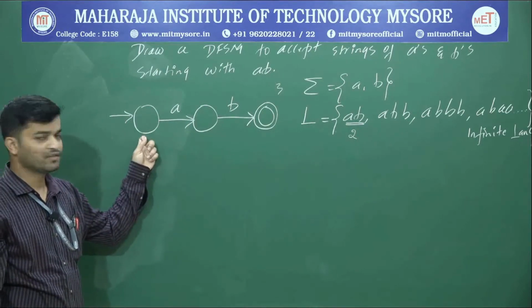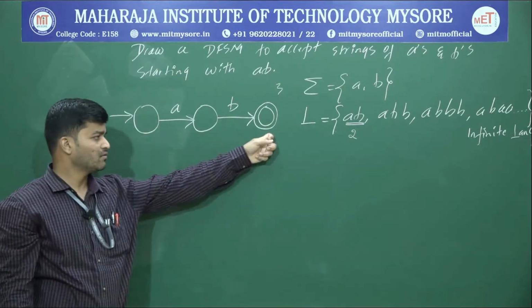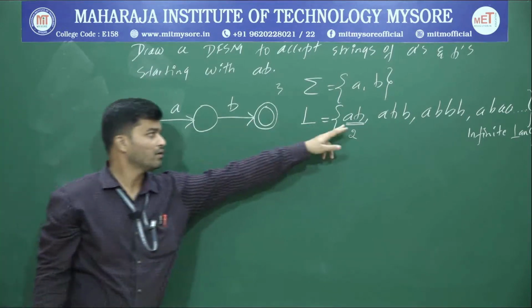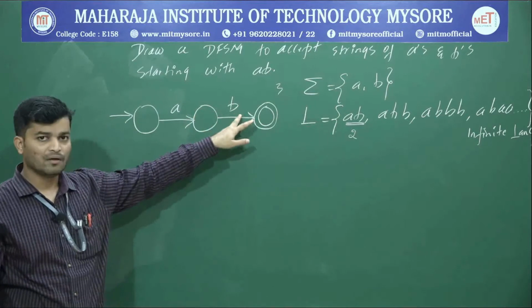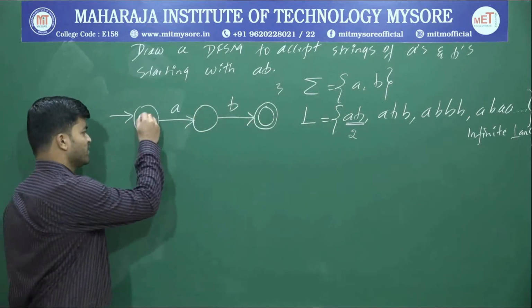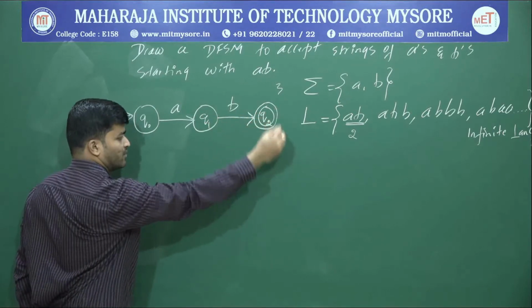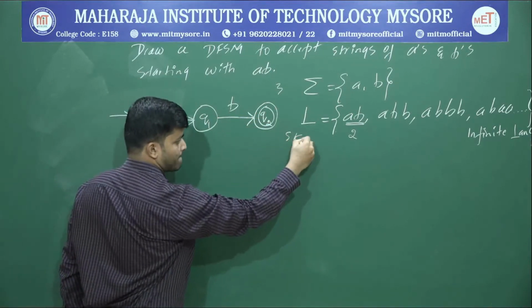Okay. One is the start state, one is the accepting state, one is the intermediate state. Connect them using arrows, and whatever is AB, you write as it is. Next, name these states Q0, Q1 and Q2, and this one is called the skeleton.